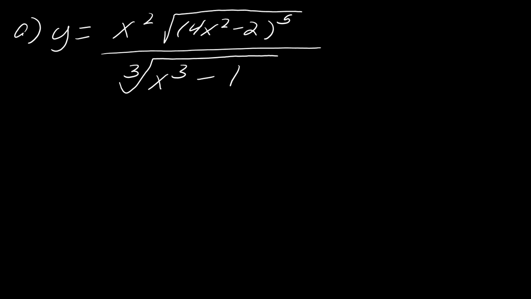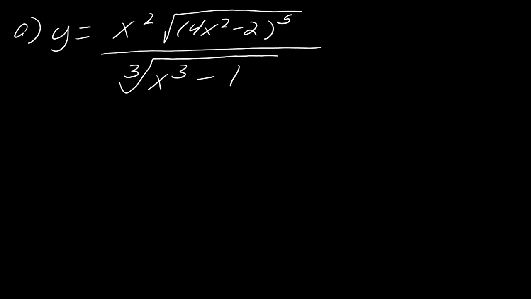So starting with A here, this is the perfect example of using logarithmic differentiation. This thing would be a nightmare to take the derivative of, right? So I've got x squared, square root of 4x squared minus 2 to the 5th, the cube root of x cubed minus 1. Oh my god, it's just so much. So let's jump into using logarithmic differentiation.